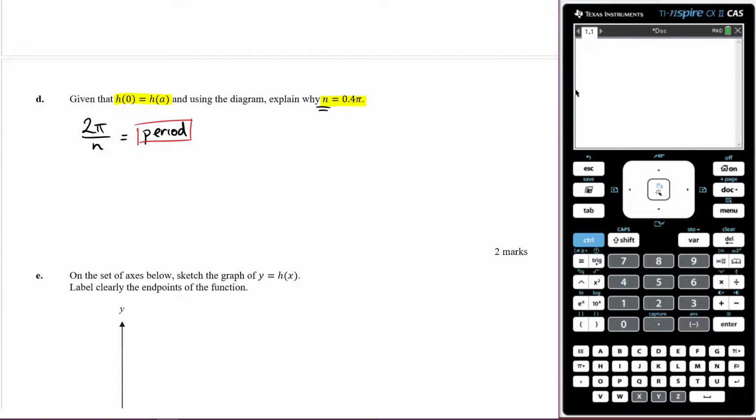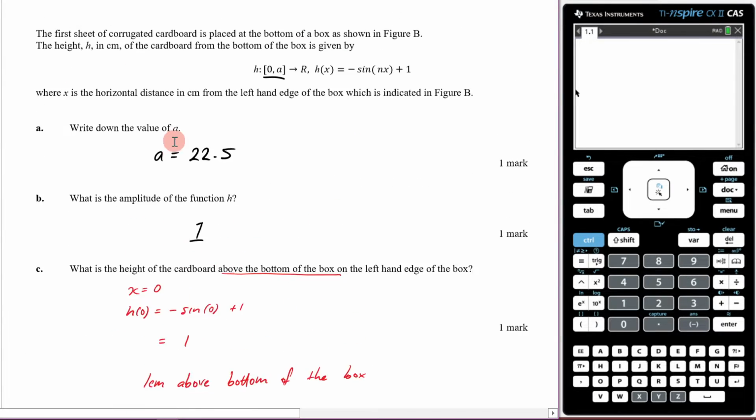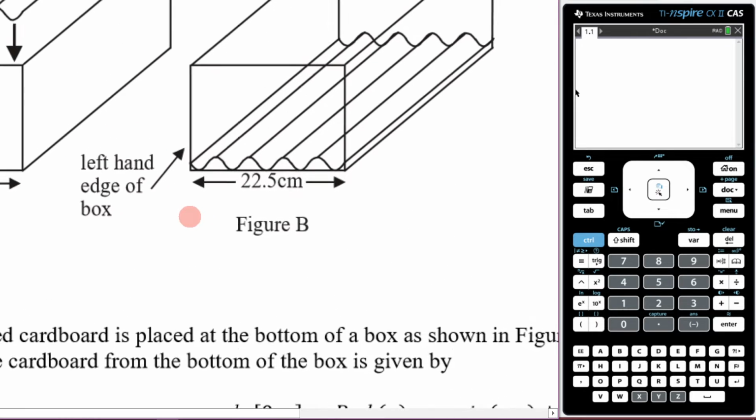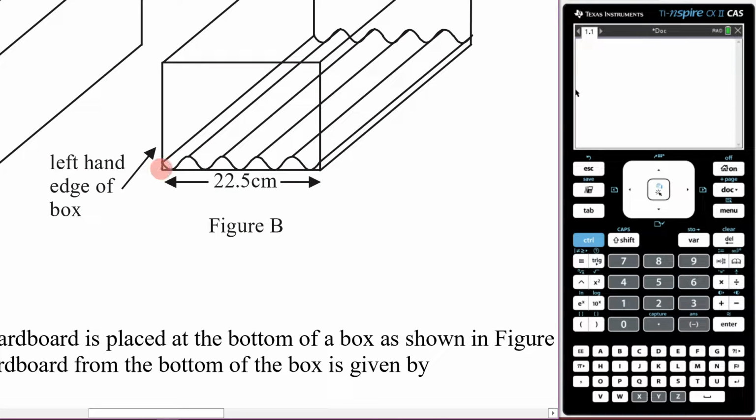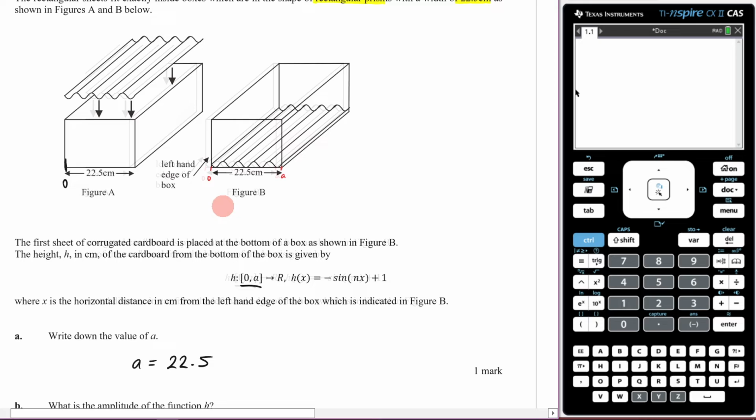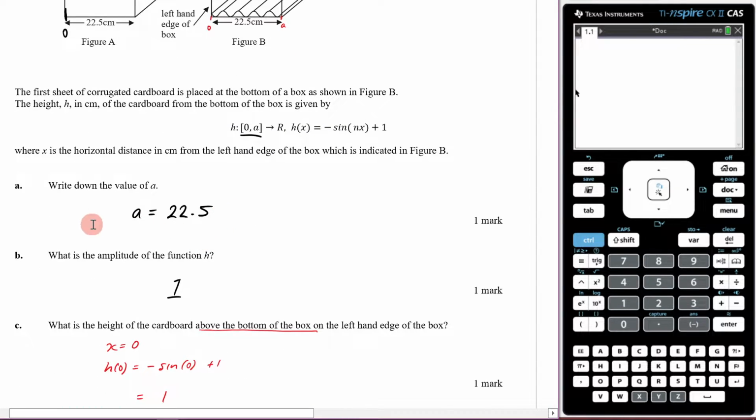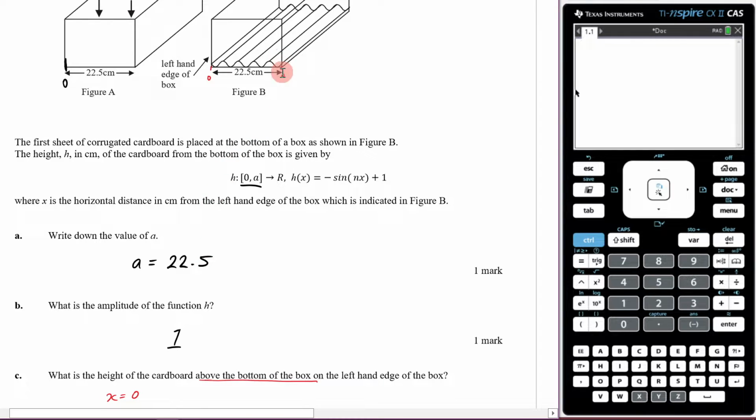So obviously the information they've given me, that h of 0 is equal to h of a, is going to help me figure out what the period is. So let's come up here and see. Now h of 0, I know this point right here is 0, and this point right here is a. And take note that these are things we've already found. The first part of the question, part A, got me to find what a was. A was equal to 22.5, and we said that's going to be the end here. So really take note of how questions lead you to the correct answers.